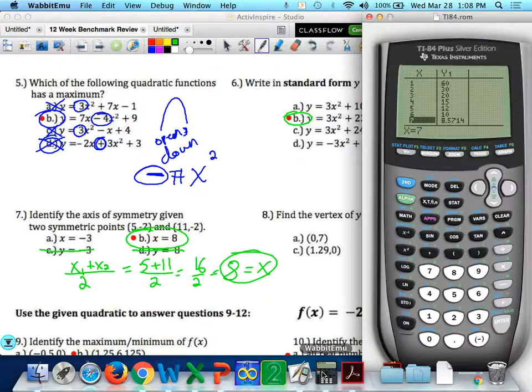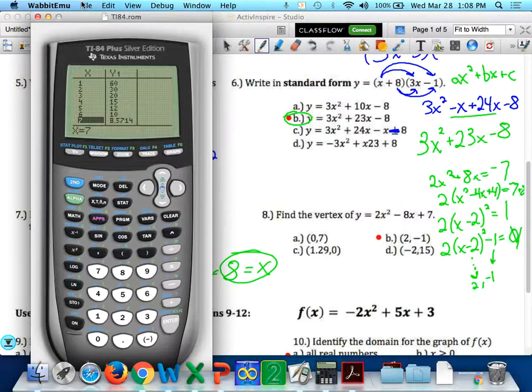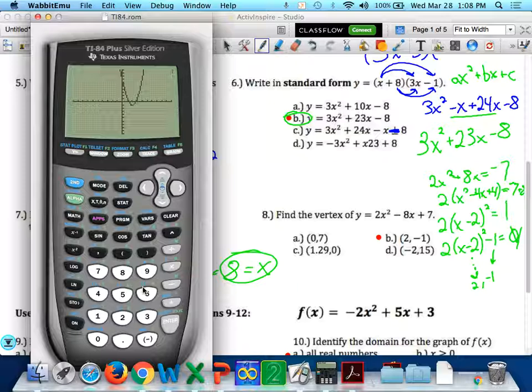I would do this with your calculator. There's nothing wrong with the calculator if you're allowed to use it. By doing it in the calculator, I just mean we're going to graph it. 2x squared minus 8x plus 7, zoom 6. And really, of all our choices, only one of them even makes sense when we see what our minimum is, because our vertex is either a min or a max. In this case, it's a minimum. I'm thinking it's probably B because it looks like it's at 2, -1.